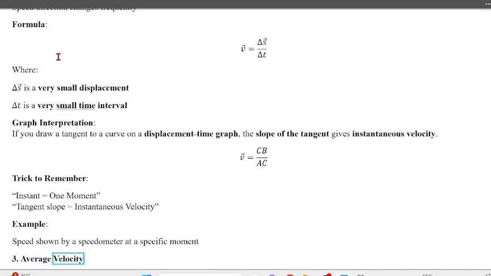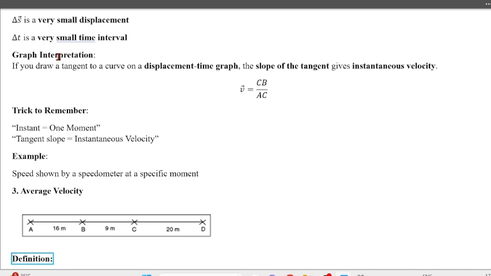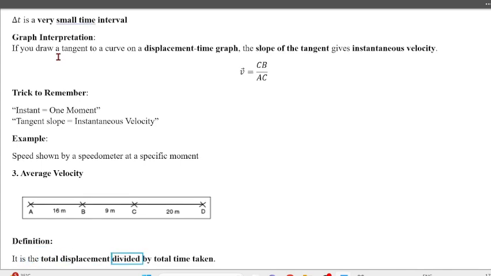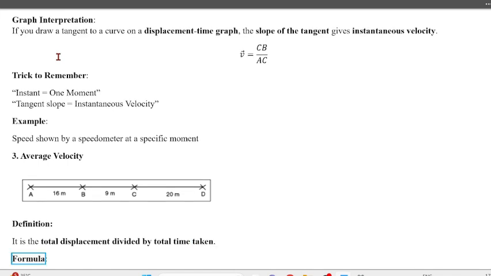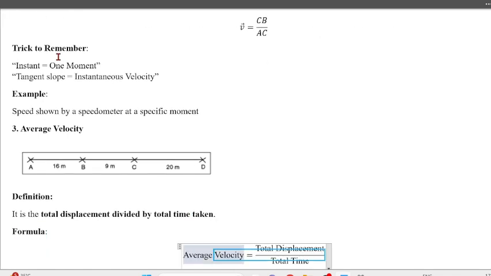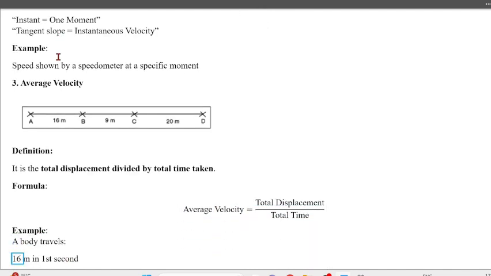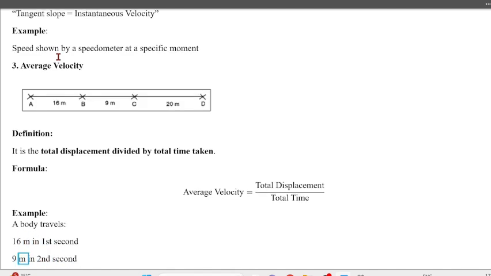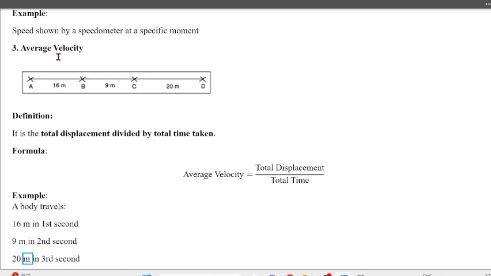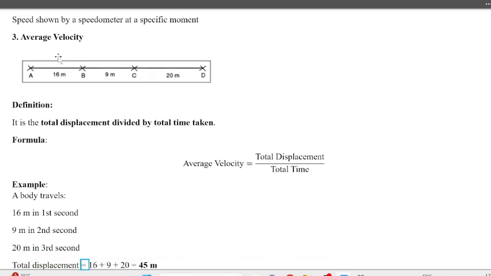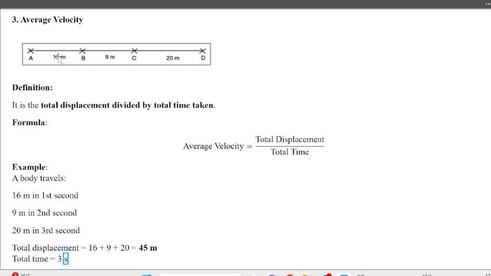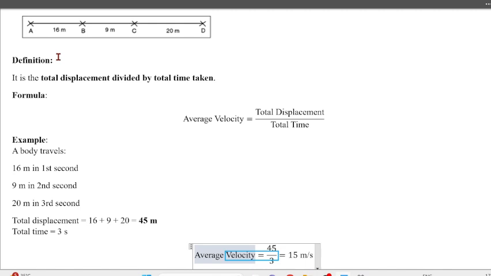Three: average velocity. Definition: it is the total displacement divided by the total time taken. Formula: average velocity equals total displacement over total time. Example: a body travels 16 m in the first second, 9 m in the second, 20 m in the third second. Total displacement is equal to 16 plus 9 plus 20 is equal to 45 m. Total time is equal to 3 s. Average velocity equals 45 over 3 equals 15 m/s.